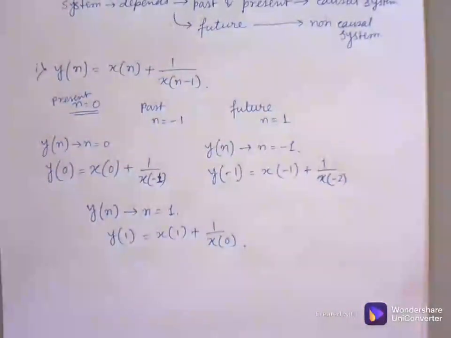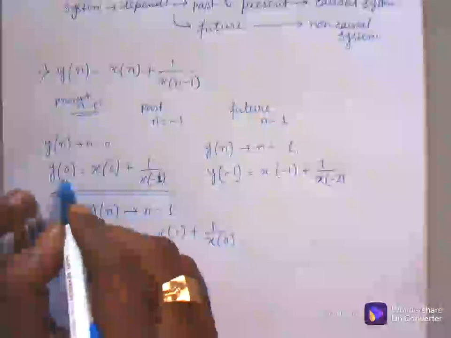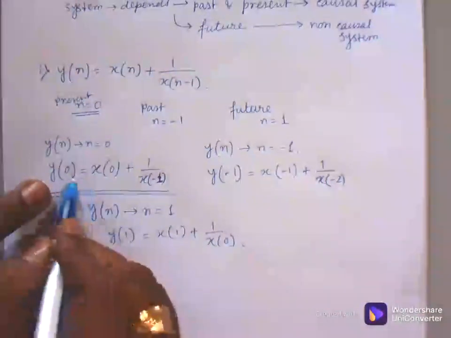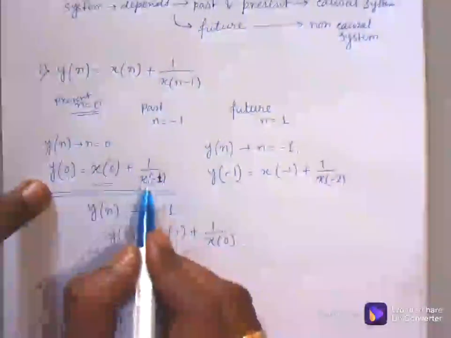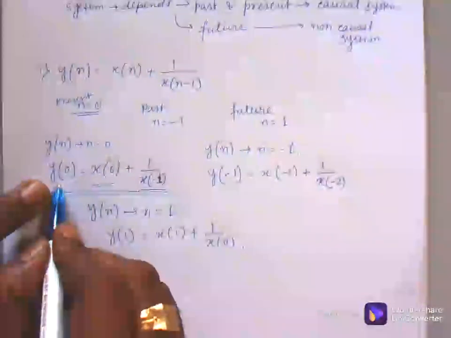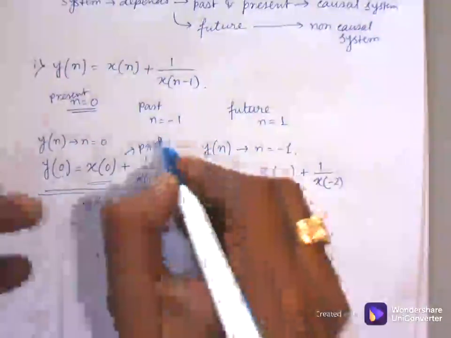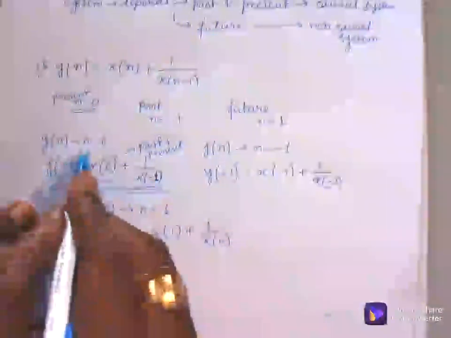So now I have to check whether it is dependent on past, present and future. So now taking this equation, y of 0. Now what is the present value of n? 0, and the output is dependent on the x of 0. That means present value x of 0 and x of minus 1. X of minus 1 is the past value with respect to x of 0. So it is dependent on the past value, one criteria, as well as present value, that is x of 0, y of 0.